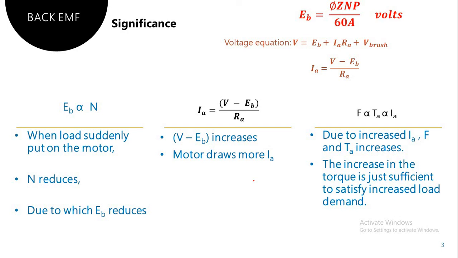Initially, when the load is suddenly put on the motor, speed is going to reduce, so Eb reduces. I hope you are looking at the arrow mark. If Eb reduces, V minus Eb drop increases, due to that Ia is going to increase. If Ia increases, the force also increases, so the armature torque also increases, which means that the increase in torque is just sufficient to satisfy the increased load demand.